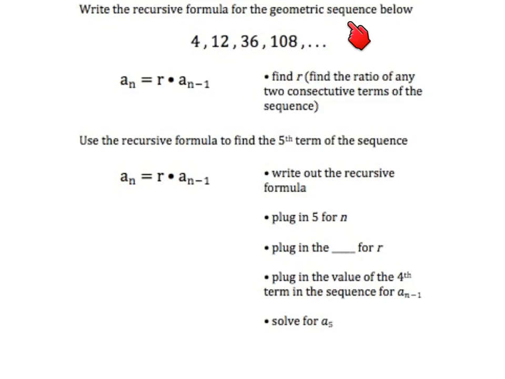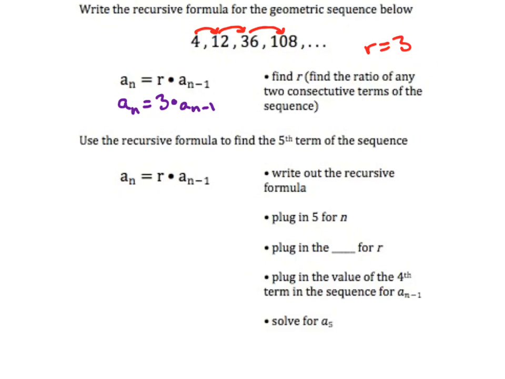Write the recursive formula for this geometric sequence. So here's the formula. We need to find R. Remember, that's the ratio of any two consecutive terms in the sequence, that's our b. So we can pick any two terms and we just have to think about what is being multiplied. It could be a fraction, but what's being multiplied each time? Well, it's being multiplied by 3 each time. So R is 3. That's all we need to plug in to write our formula.